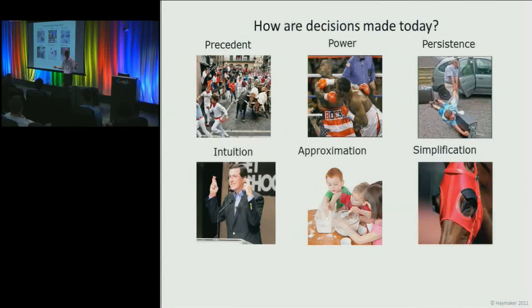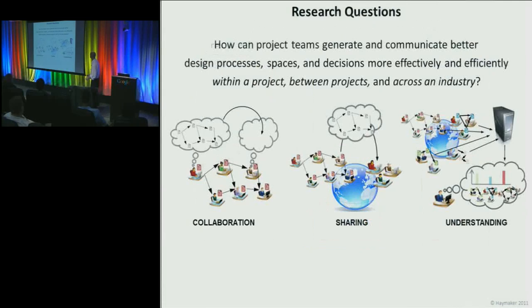So how do we make decisions today? Well, we fall back on some maybe less effective methods, but ones that I run into a lot. We rely on precedent. We do what we've always done before. Rely on power. That guy slams his hand on the table and says, we're going to do it this way, let's move on. Persistence, the other person in the meeting says, no, I really want to do it this way, I really want to do it this way, and you finally just give in. Intuition, yeah, this feels about right. Approximation, well, it might be this way, it might be that way, or we just try to simplify things and make decisions with less information.